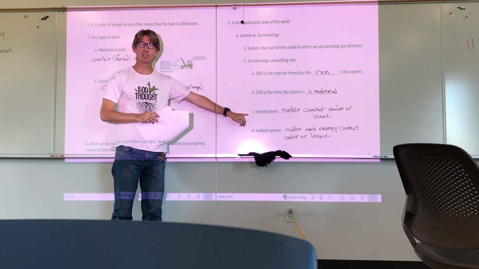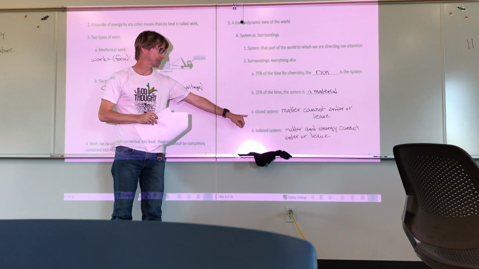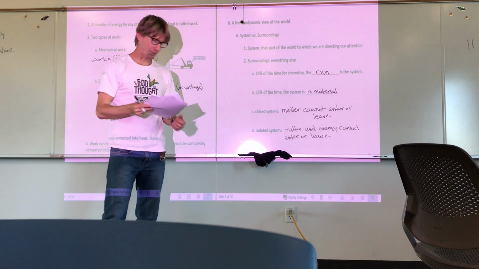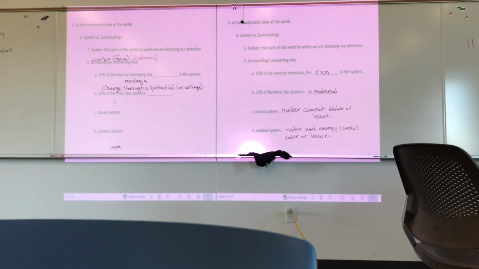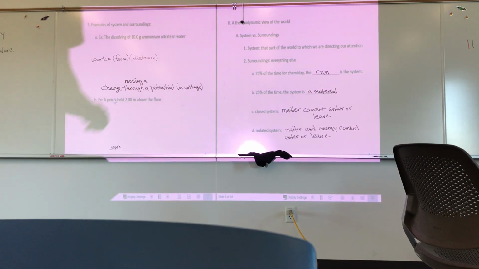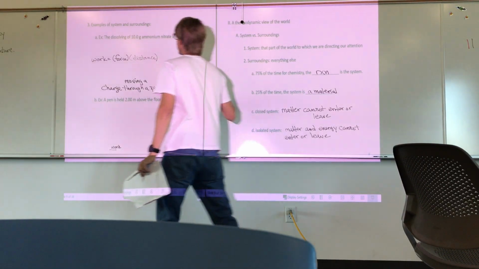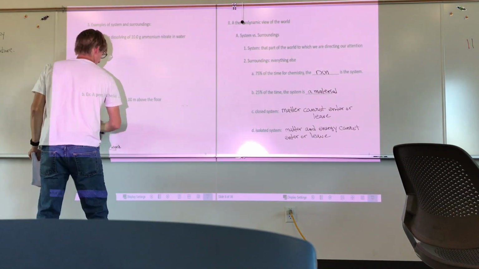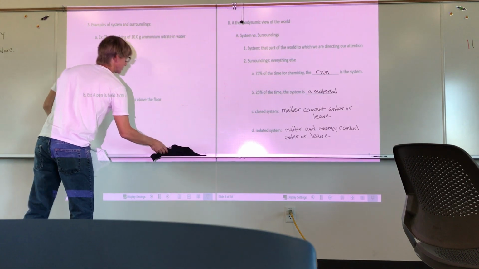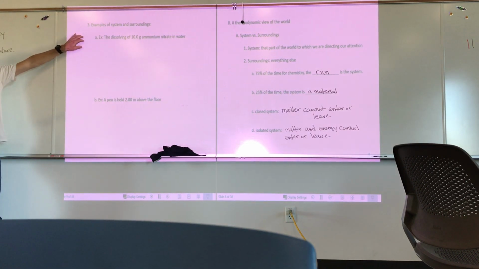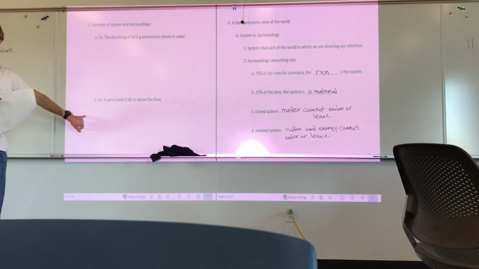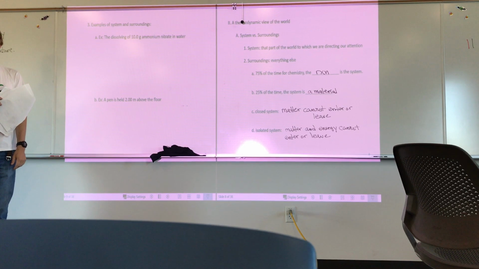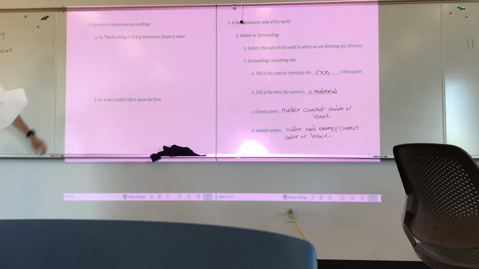And it's not a huge deal, but most of the systems we will be using are closed systems where matter cannot enter. Examples of system and surroundings. Question, Bodhi. Let's do these two examples, and then we can talk. Go back to closed versus open systems. Okay.